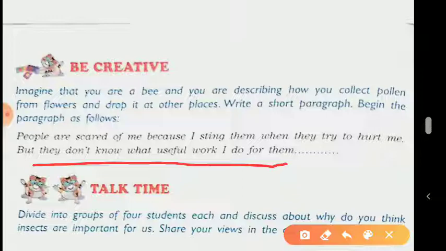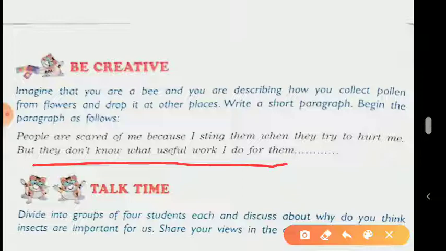Bee is a very small creature, but it does great work which is extremely beneficial for the environment and for all living beings. So children, once again I'll read this paragraph for you.